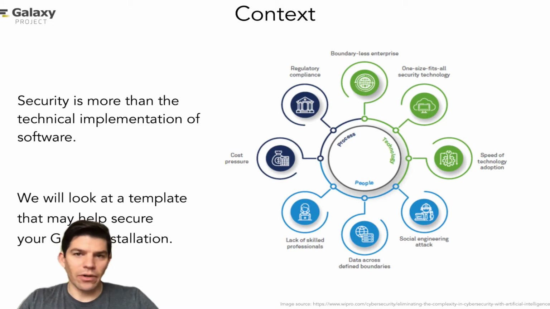Oftentimes when we think about security, we think about it from the technical implementation perspective, yet security is broader than that. In addition to the technical implementation of the software, there are processes that need to be put in place, and there are people that need to ensure that those processes are fulfilled. As a result, we will take a broader approach to securing your Galaxy installation rather than looking at purely the technical implementation or the deployment details, and look at a template of how we can combine all of these components to secure our Galaxy installation and hence improve the security posture of Galaxy.